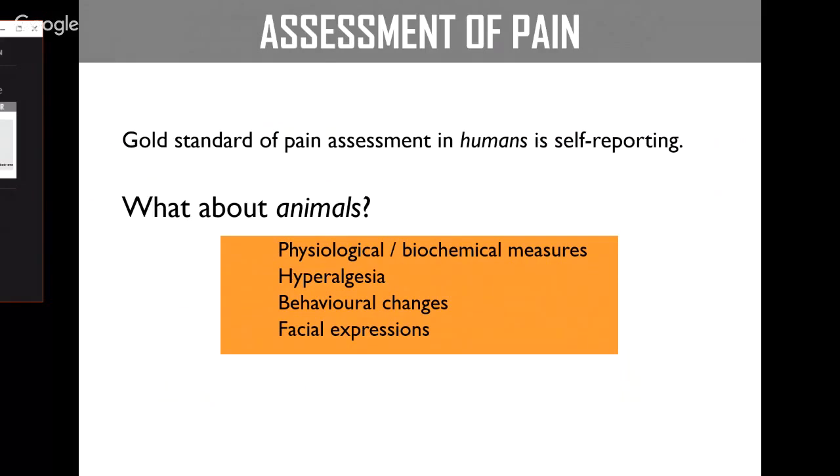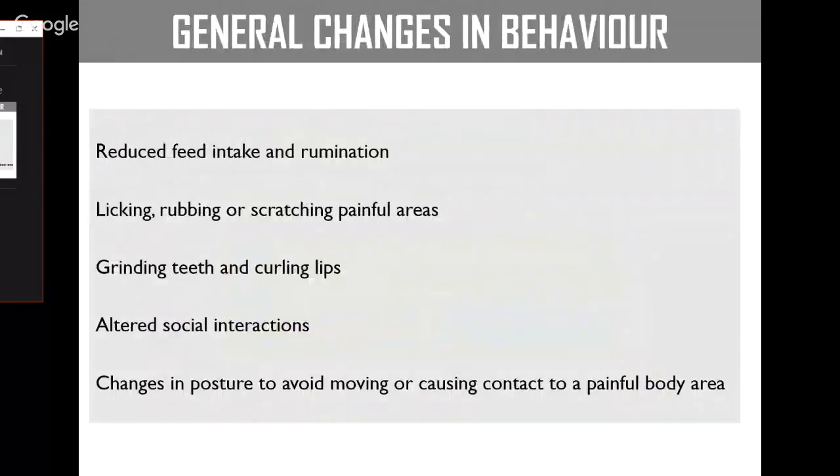Now, when we want to assess pain in practice, we are left then with behavioral changes and also with facial expressions. So for many years, behavioral changes were the main indicator, perhaps the only practical indicator of pain in animals on farm studies. And basically, we can have general changes in behavior. And by general changes in behavior, I mean behavioral changes that will happen regardless of the cause of pain.